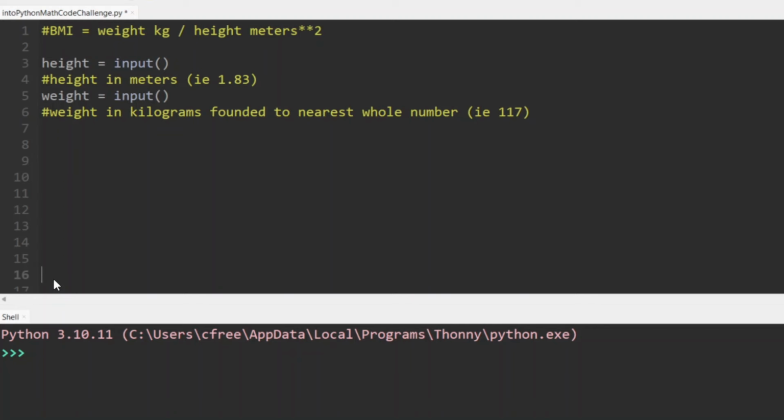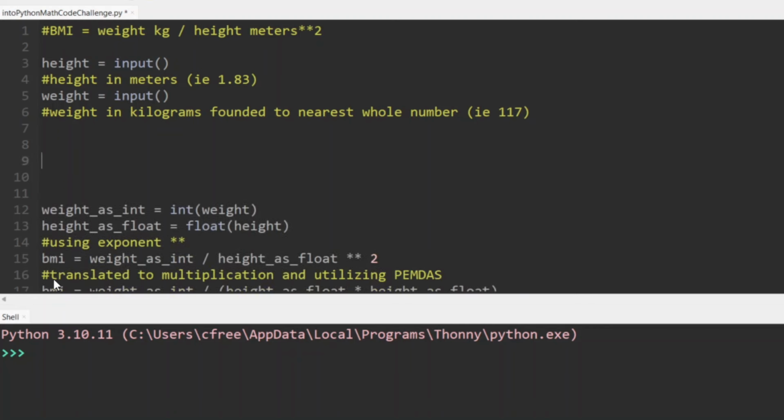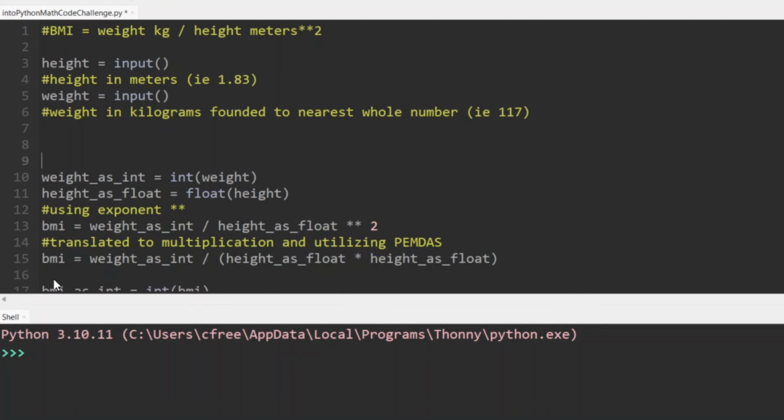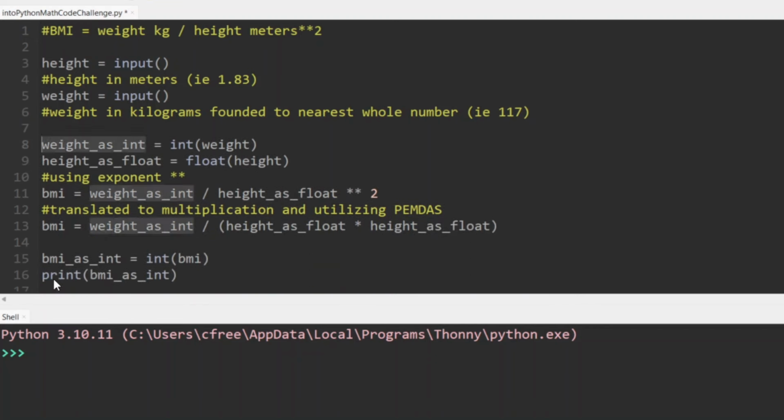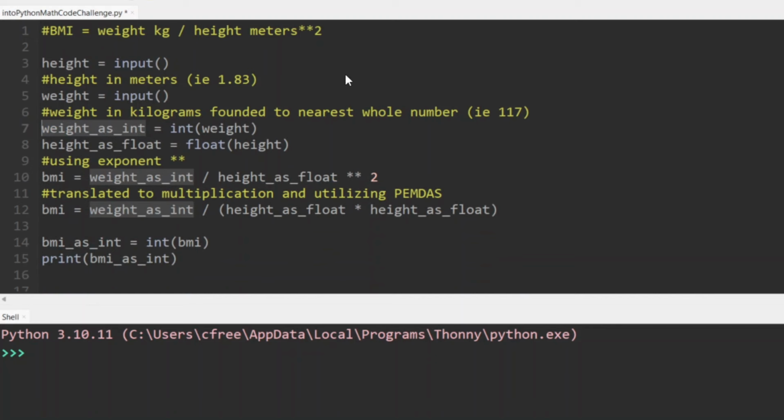Okay, for ease of use, I went ahead and wrote this stuff down already, so you're not just sitting there watching me write it. So this is the solution to this problem. Let's look at weight first. Weight is an input, and that input is a string, if we remember that. Whatever we input is a string, but we can't do math with a string, so we're going to have to change it to an integer.